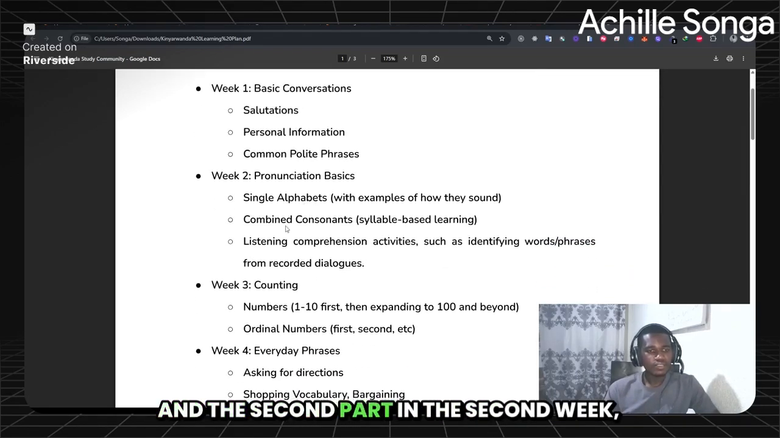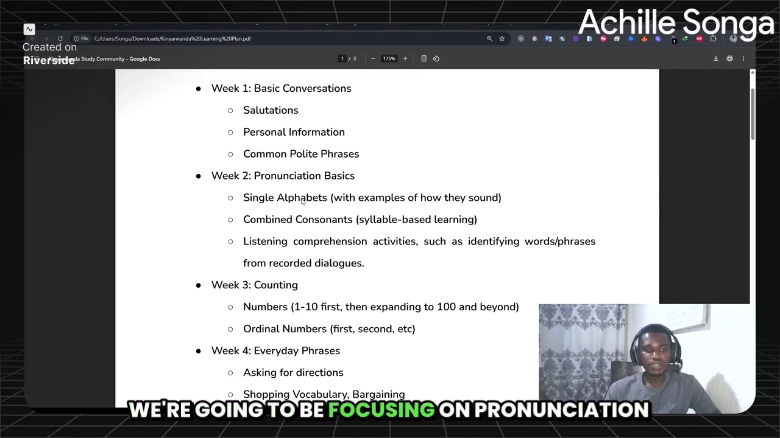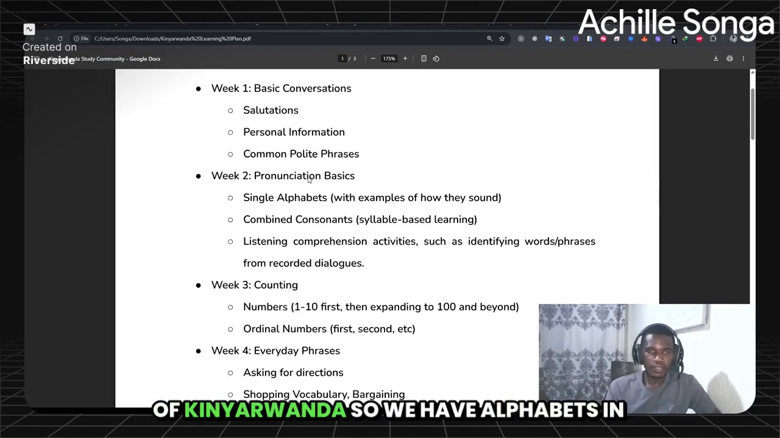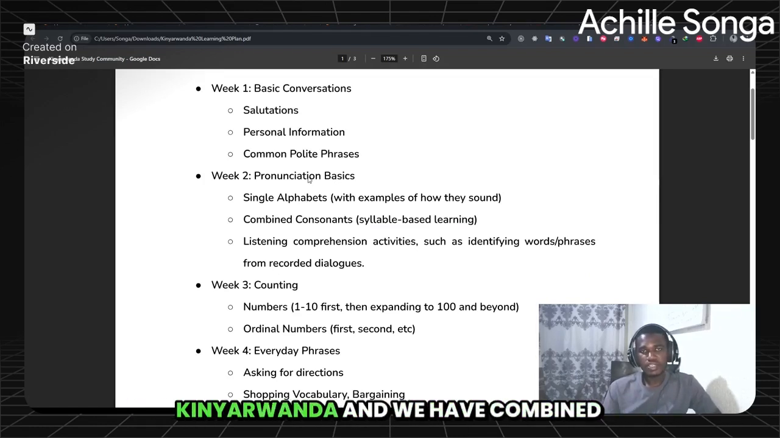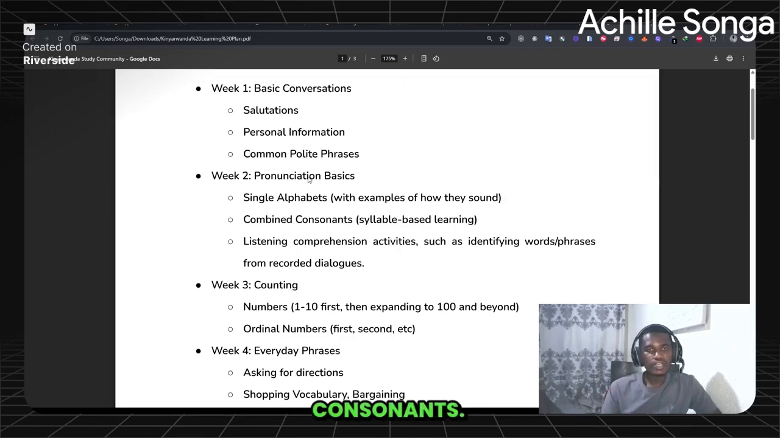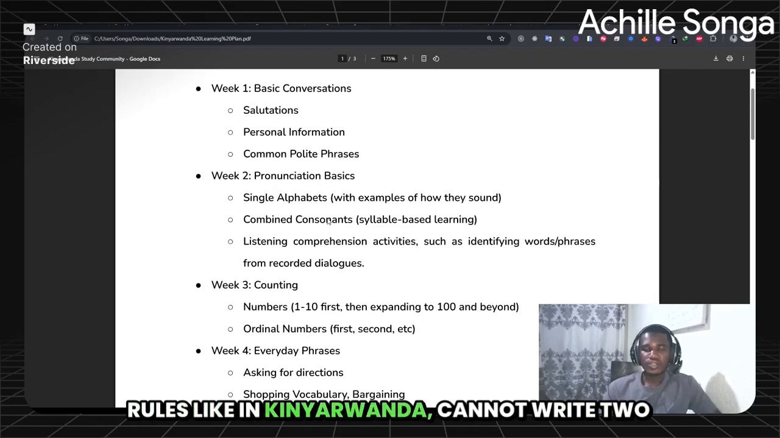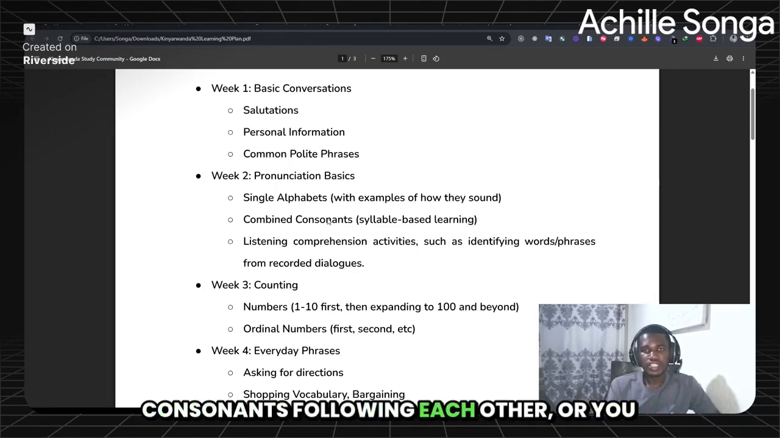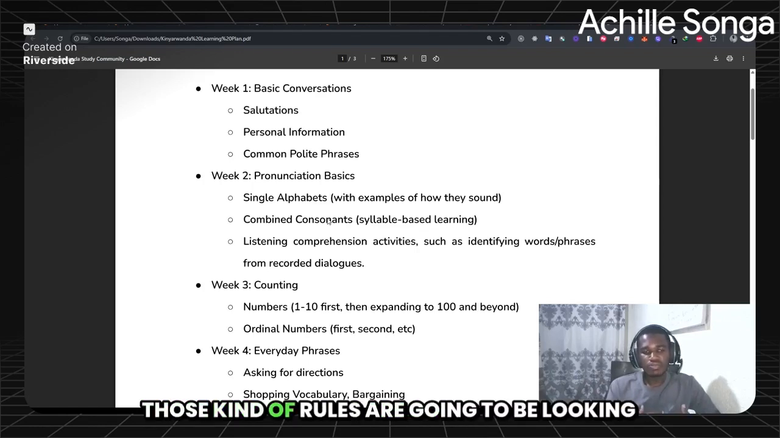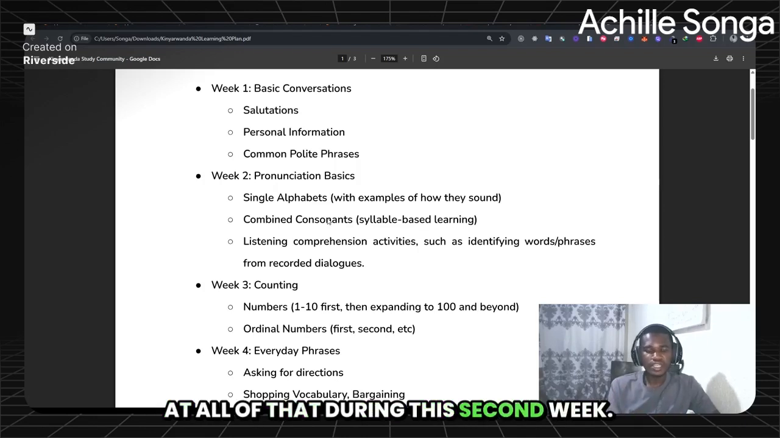And the second part, in the second week, we're going to be focusing on pronunciation of Kinyarwanda. So we have alphabets in Kinyarwanda and we have combined consonants. We're going to be looking at all of this, and we are going to be looking at some rules. Like in Kinyarwanda, you cannot write 2 consonants following each other, or you cannot write 2 vowels following each other. Those kinds of rules, we're going to be looking at all of that during this second week.